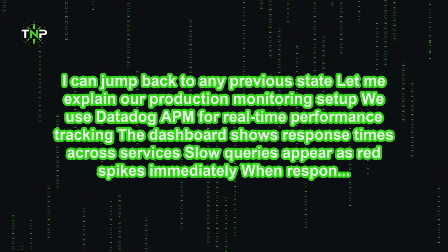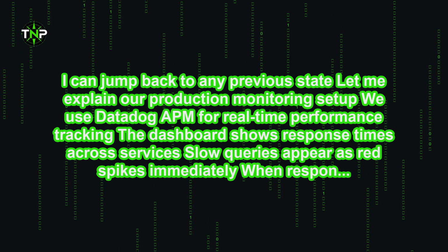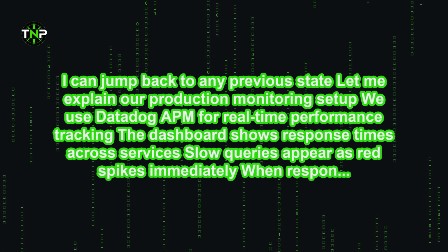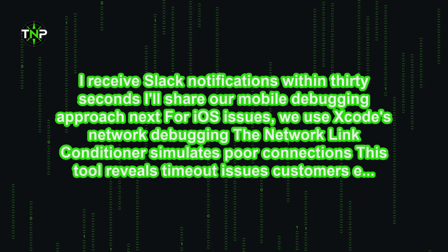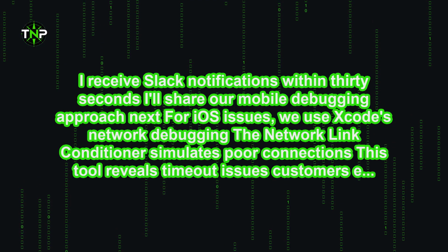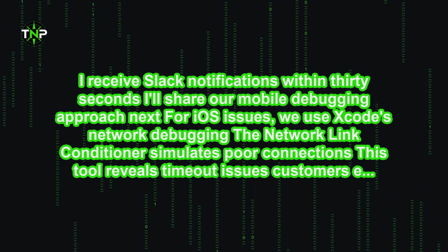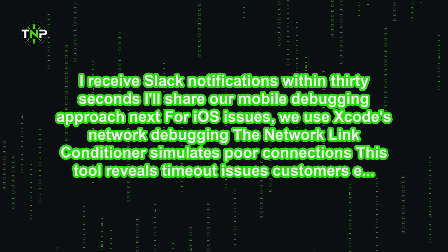Let me explain our production monitoring setup. We use Datadog APM for real-time performance tracking. The dashboard shows response times across services. Slow queries appear as red spikes immediately. When response times exceed our thresholds, alerts fire automatically. I receive Slack notifications within 30 seconds. The alert includes stack traces and affected endpoints.